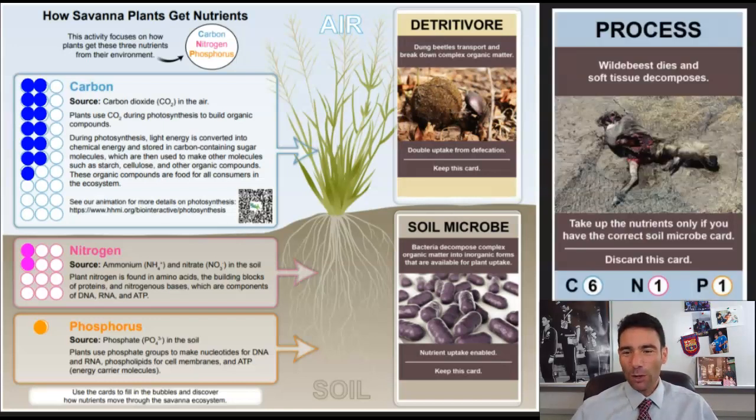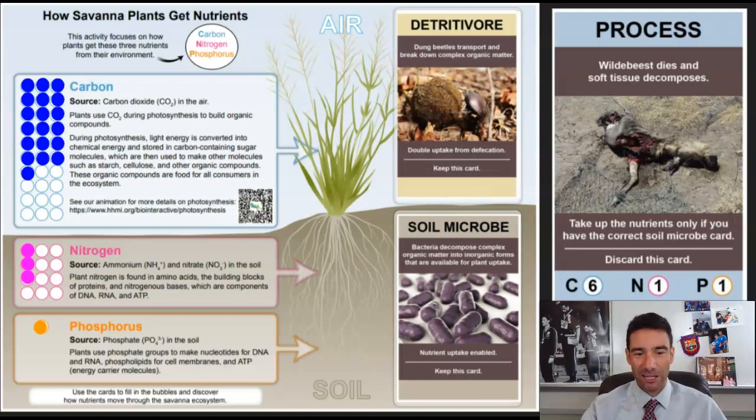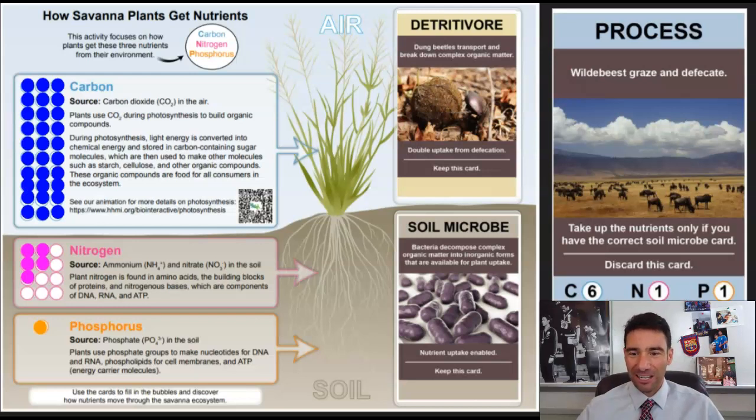And next, a wildebeest dies. Oh, that's sad, but its soft tissue has decomposed, and now I get the nutrients from that wildebeest body. Take up the nutrients only if I have the correct soil microbe card, and I do. So I get 6 carbons, 1 nitrogen, and 1 phosphate to add to my card. Look at that. See how all these different nutrients that are trapped inside the bodies of something like a wildebeest that it gained from eating throughout its lifetime are now being returned to the soil and then taken up by our plant. This is so cool. All right, discard and go again.